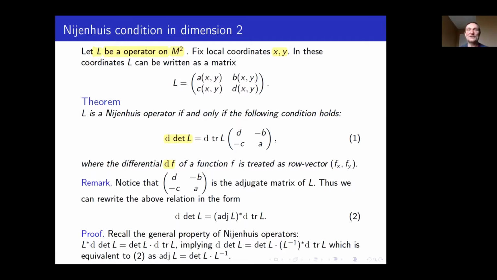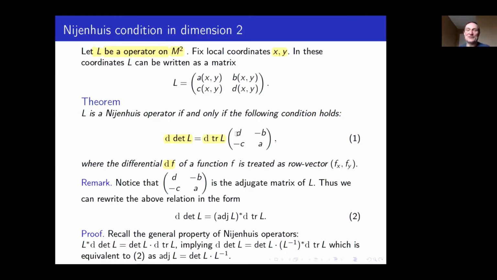The differential of the trace is a similar thing. This is a row vector with 2 components, and I multiply it with a matrix of this form. If you look at this, it's not L. It's some matrix which is produced from L in a certain way.